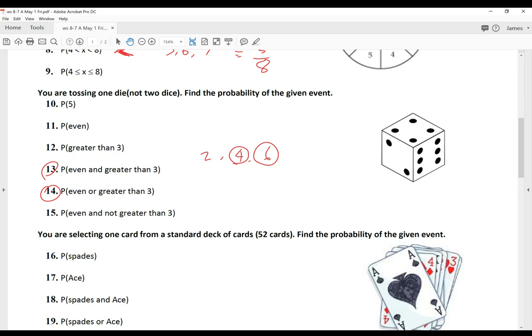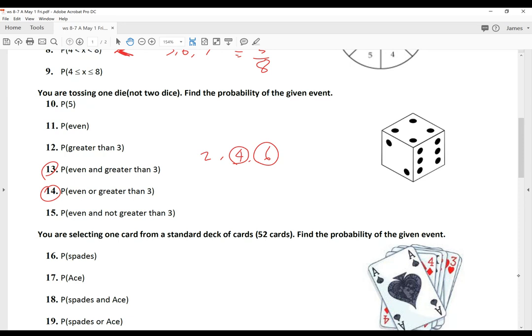Okay, so something and something else. That means there's two conditions to meet. Like you want your future boyfriend to be handsome and rich. Well, there's only a few guys out there, not that many guys out there, right? Either you want the rich guy or the handsome guy, well, then there's plenty out there.